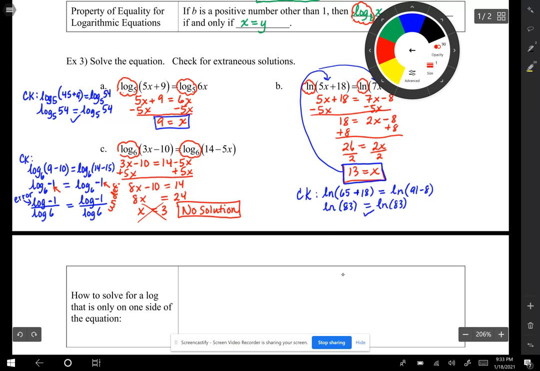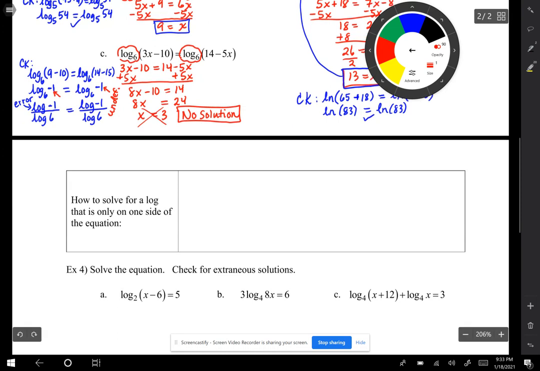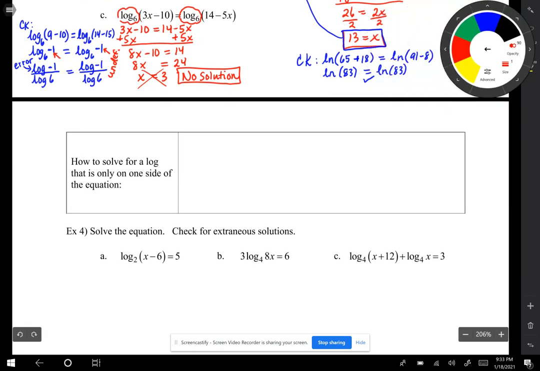I should have been more clear. The only reason why A, B, and C worked was because the numbers were positive. So when you plugged back, you got natural log of 83 or log base 5 of 54. So you got positive numbers, and that's why it worked. Okay, now going to the next page.